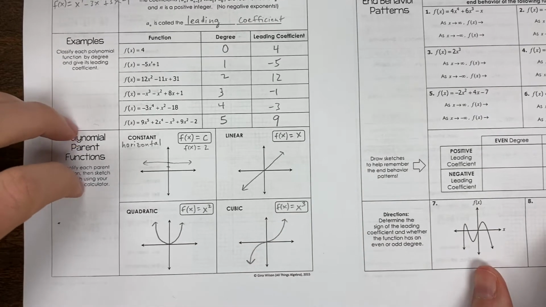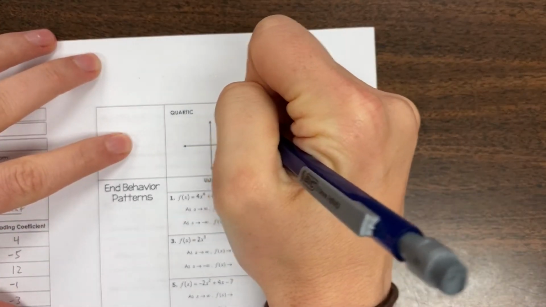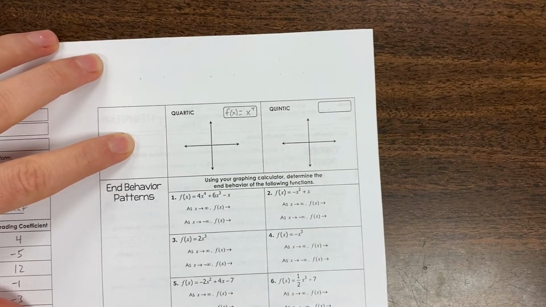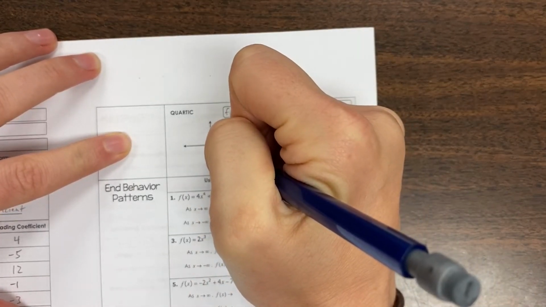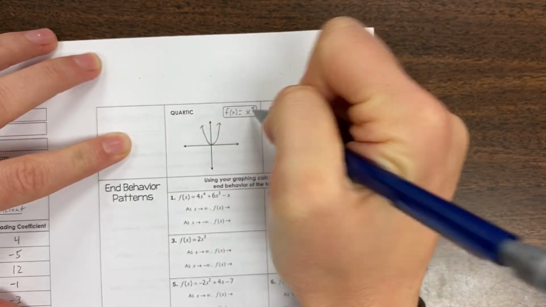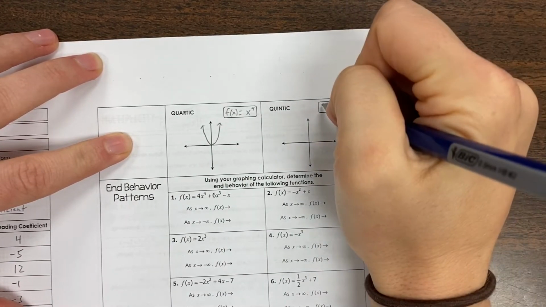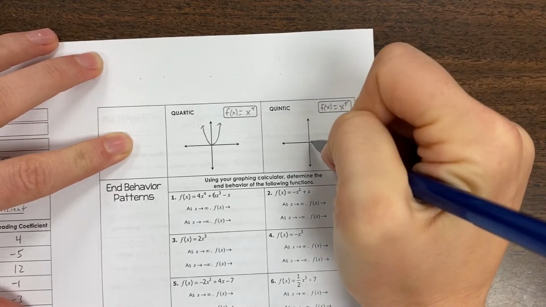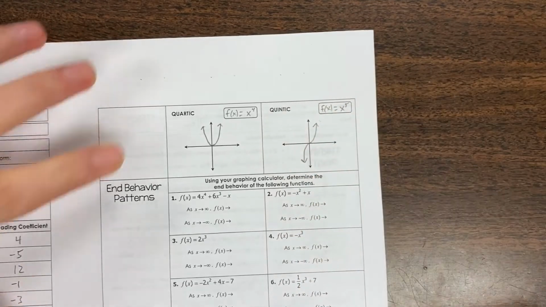Okay. The quartic parent function is x to the fourth, and it is shaped very similarly to the x squared graph, except it's a more narrow parabola. So it's a little steeper because it grows faster since it has a higher exponent right here. And then same thing with the quintic, however you want to pronounce it. X to the fifth, it is just a steeper x to the third graph, basically, like that.